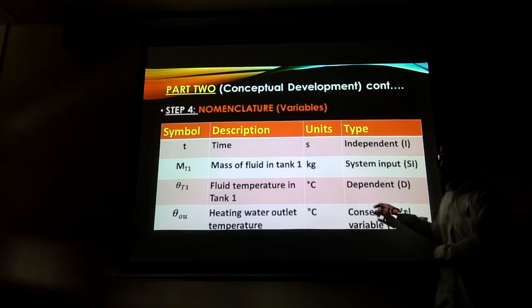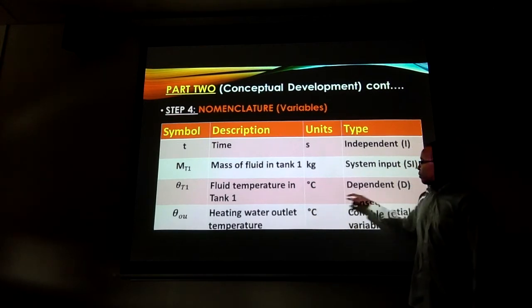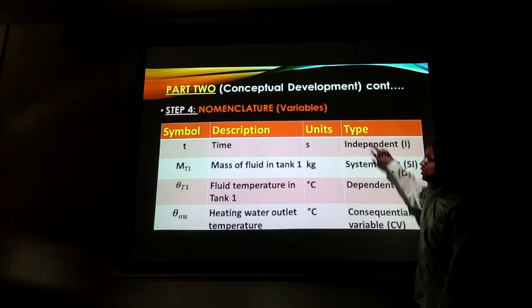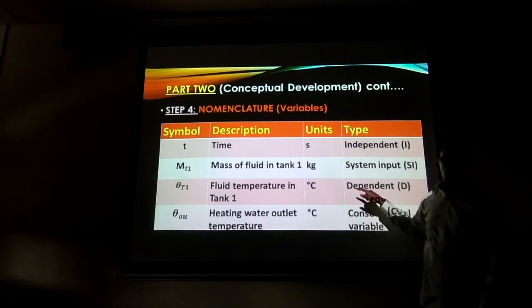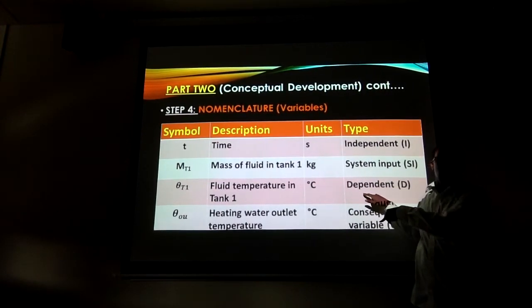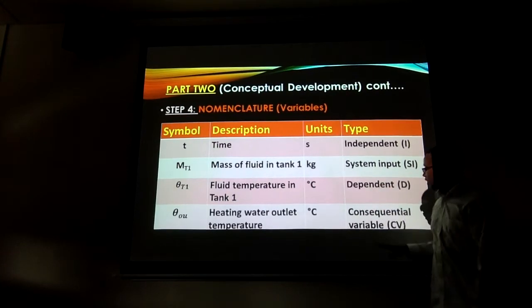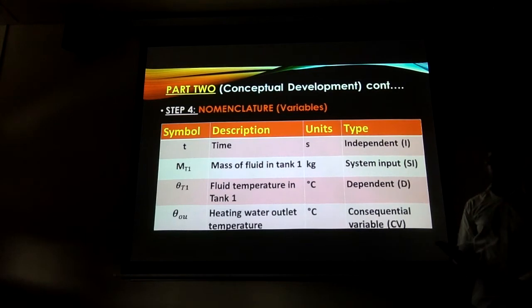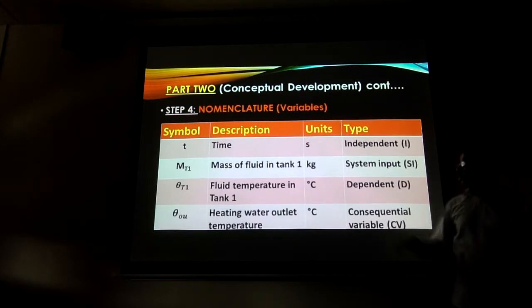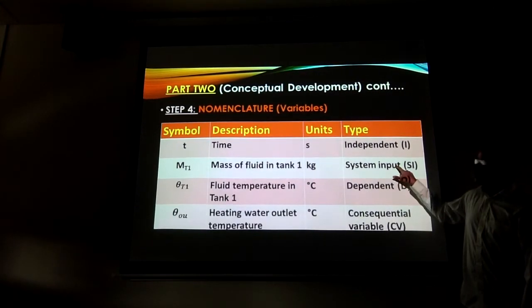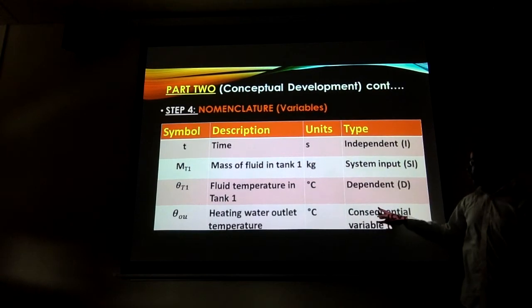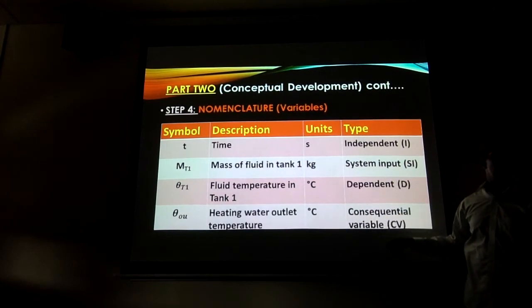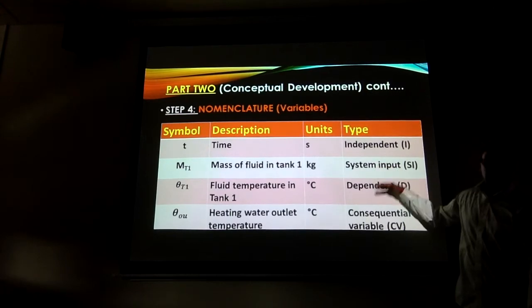Another type is the dependent variable, which is the opposite of this one. So this is Y; Y depends on X, for example. And the last one is a consequential variable, or CV variable. If you know, for example, your dependent variable and your system input variables, then by using algebra, you can calculate this one. So it's the consequence of knowing these two.